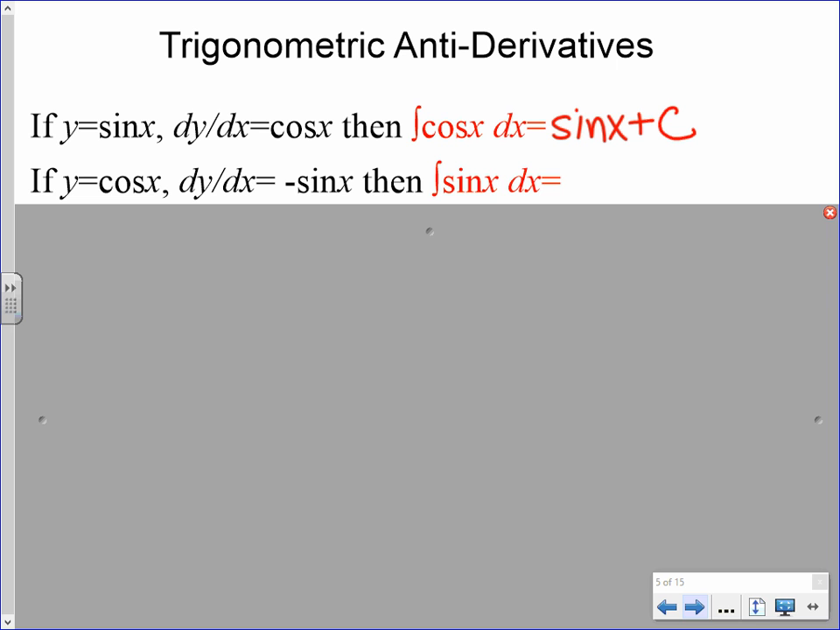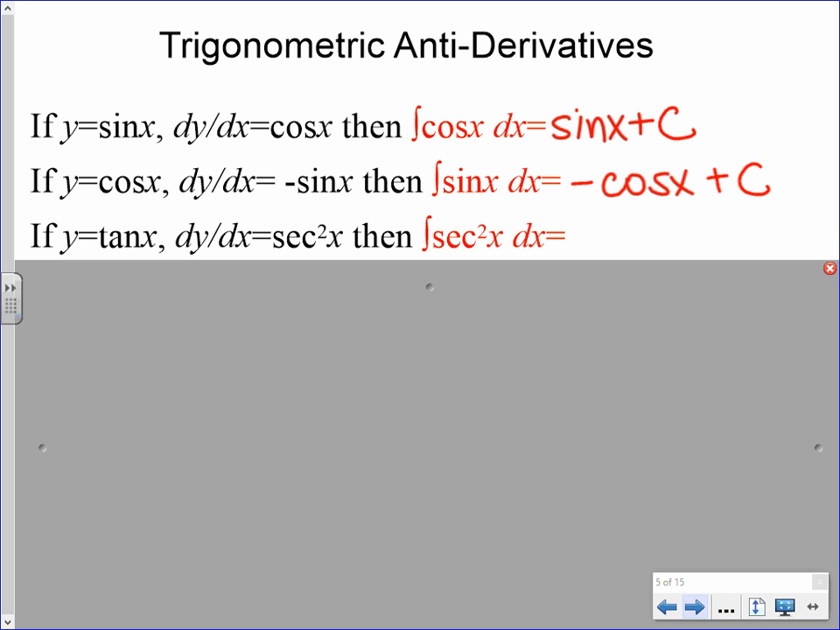If the derivative of cosine is negative sine, you remember this is something you thought about on Friday, the antiderivative of sine was negative cosine. All right, so our negative rule flip-flops because we're going backwards for antiderivatives. Okay, so now you have to keep straight the negatives and positives for derivatives and antiderivatives.